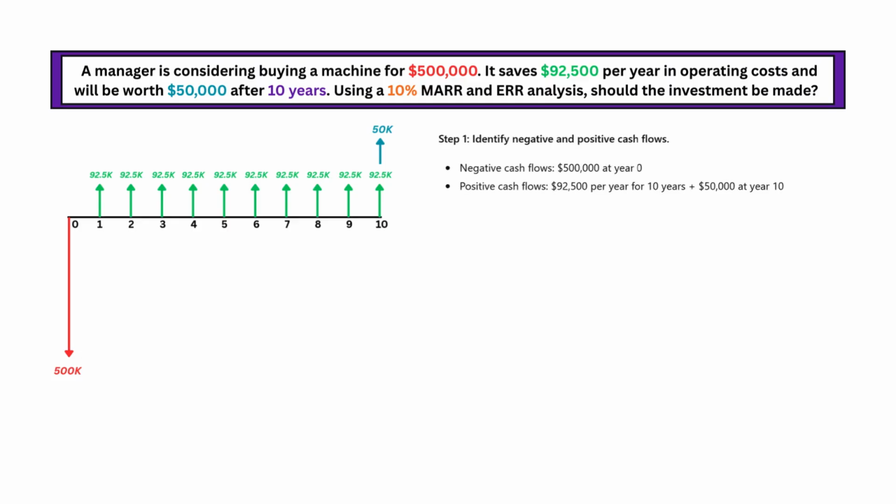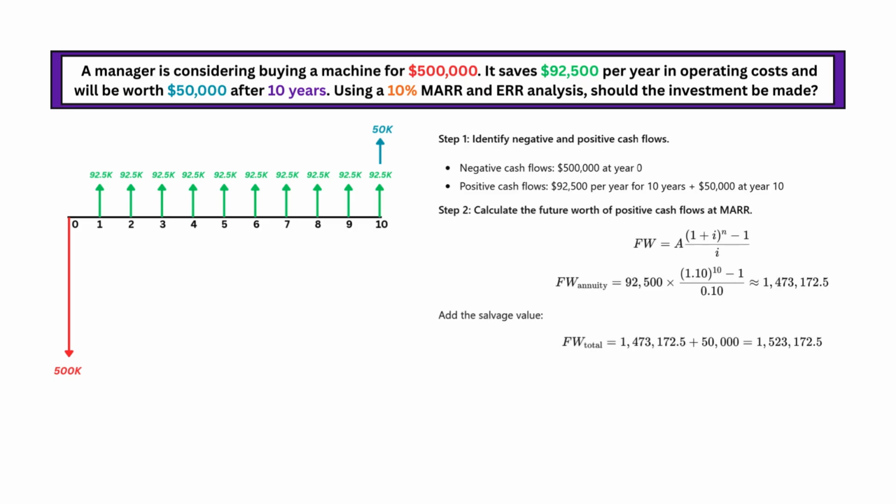First, we separate the cash flows by sign. The initial investment of $500,000 at time 0 is a negative cash flow. The annual cost savings of $92,500 and the $50,000 salvage value are positive cash flows. Next, we compute the future worth of all positive cash flows using the MARR. The annual savings are treated as an annuity and compounded forward 10 years at 10%. The salvage value is already at the end of the project, so it's simply added to that future worth.